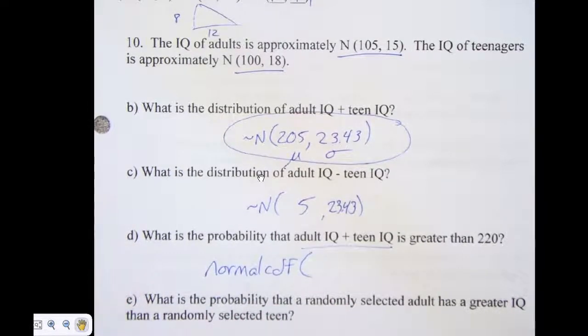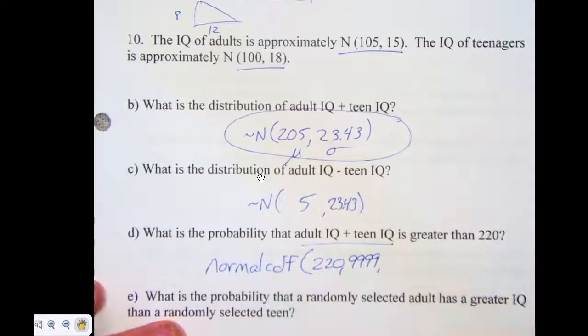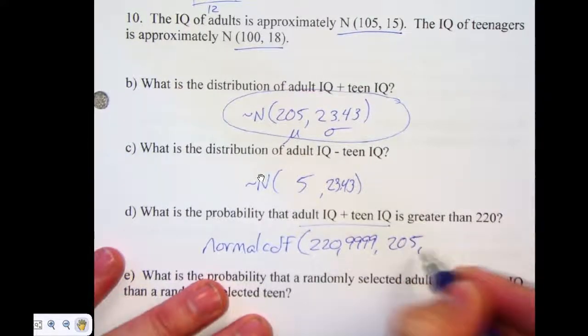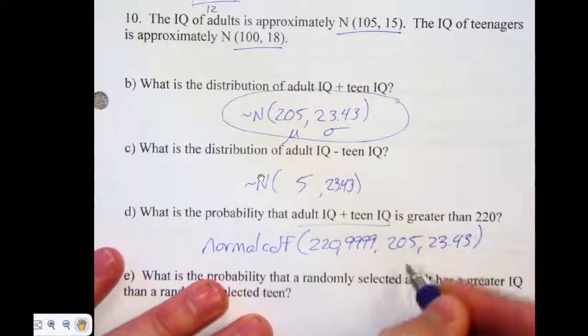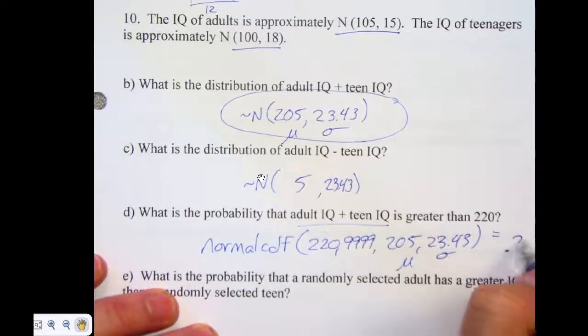Bigger than 220 would be what, comma, what? 220, comma, you know, some giant number, whatever that is. What's the mean and standard deviation that I'm going to use? 205 and 23.43, yep. So let's see what that is. So I get like 0.26.